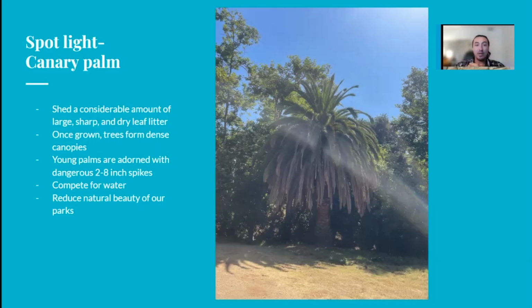The leaf litter does build up, and with leaf litter comes again fire. A lot of these plants will generate massive amounts of litter that then goes towards our fires. These young palms, they're often adorned with very long spikes. In this picture, you won't see that because this tree is more mature, but we'll have some other examples where they're lower to the ground, and that's quite dangerous, especially for children.